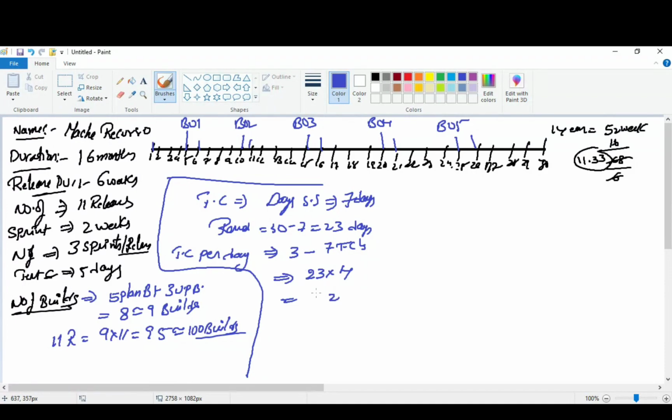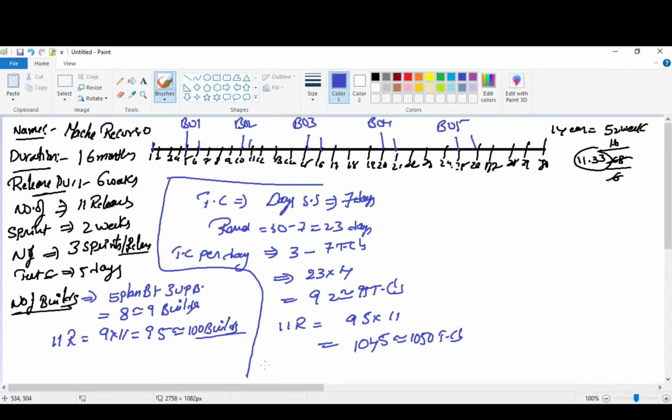92 to 95 test cases in one release. Total how many releases? 11 releases. 95 into 11, how much? 1045 to 1050 test cases I have written in my project.